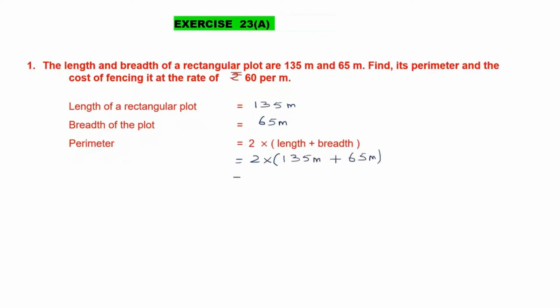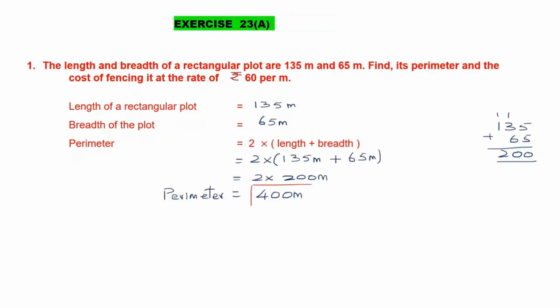So this will be 2 into, let's add up 135 and 65. 5 plus 5 is 10, carry 1. 3 plus 1 is 4. 4 plus 6 is 10, carry 1. 1 plus 1 is 2, 200. So 2 into 200 meters. So this will be 2 into 200 is 400 meters. So we have found the perimeter. So the first part of the question we have answered. Perimeter of this rectangular plot is 400 meters.